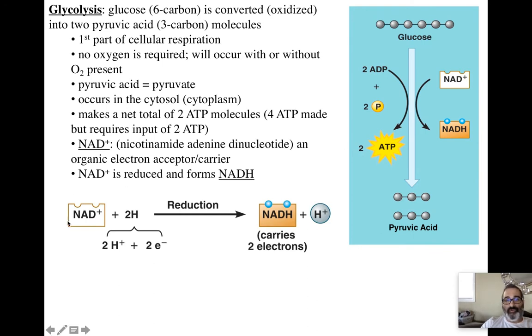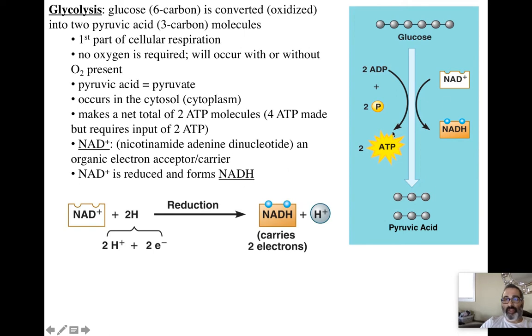What am I showing you down here? This is showing you the electron carrier called NAD+. It picks up 2 hydrogens and 2 electrons, and when it does that, it becomes NADH over here. It carries 2 electrons. So NAD+ becomes NADH right there. Here, NAD+ is reduced and NADH is made.